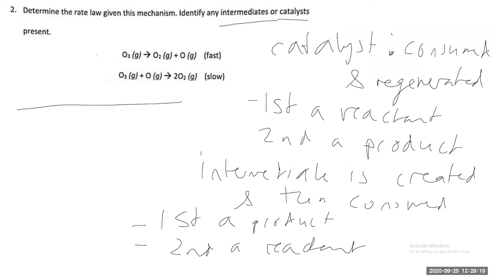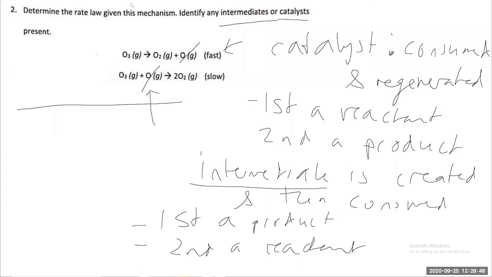Okay, so now we crossed out oxygen. Is oxygen in this case a catalyst or is it an intermediate? Yes, Elizabeth, you're right. It's an intermediate, because it's first created and then consumed. It was first a product and then second a reactant. You will learn later on that catalysts usually regenerate after they're consumed.